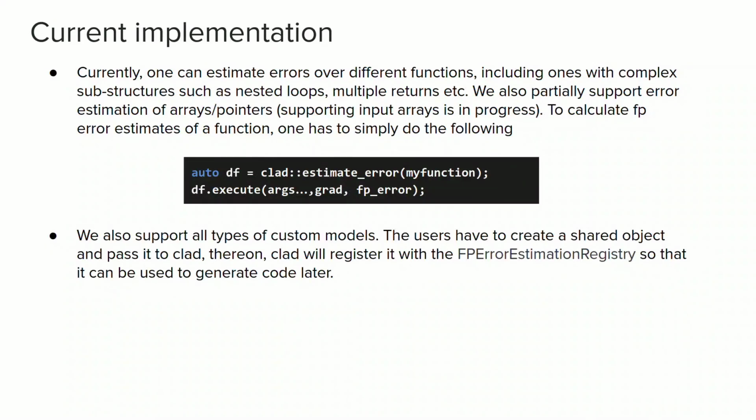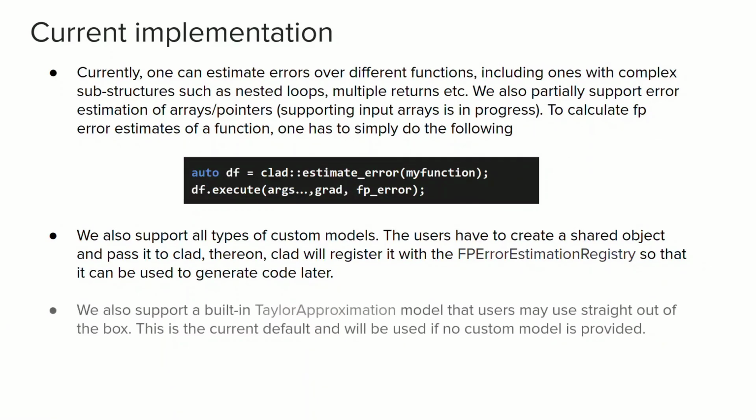Secondly, we also support all types of custom models. The users have to create a shared object of their custom model. They basically have to make a library, compile it into a shared object, and then pass it to Clad via the command line. Clad will then register that custom model with the FP error estimation registry so that it can be used to generate code later. We also currently support a built-in Taylor approximation model, which can be used out of the box. Whenever the user calls estimate error, that is the model that we default to.